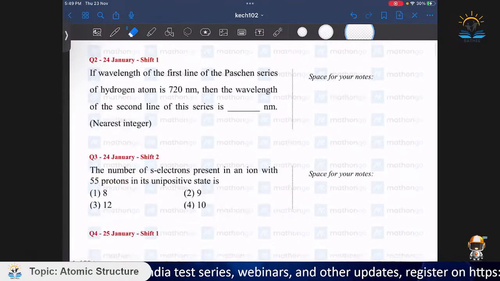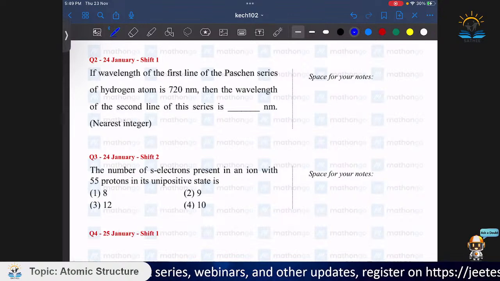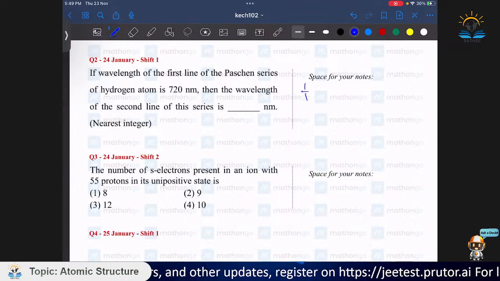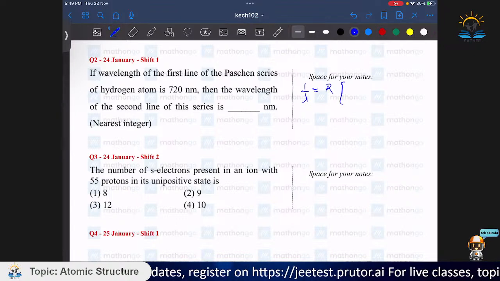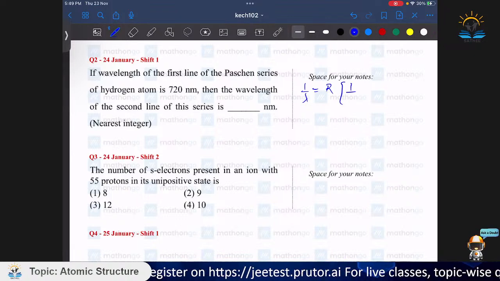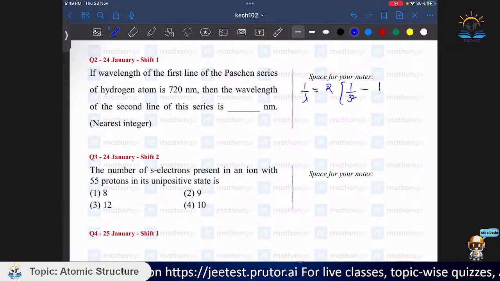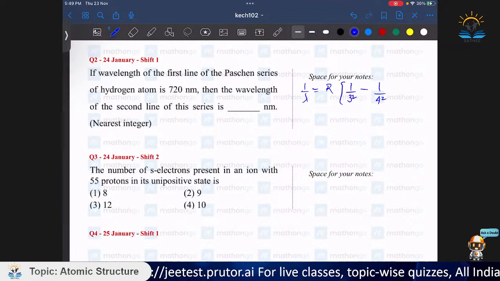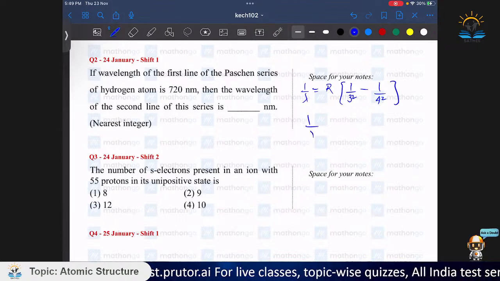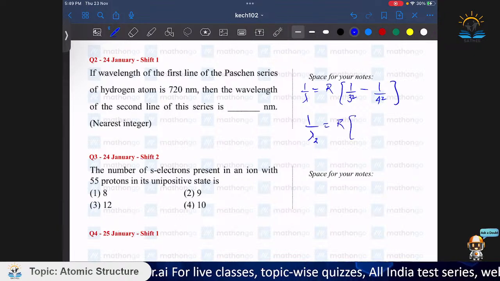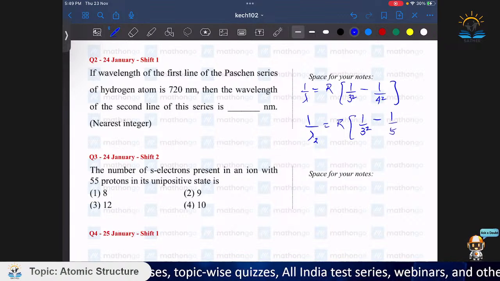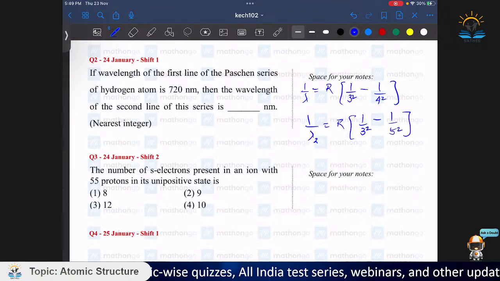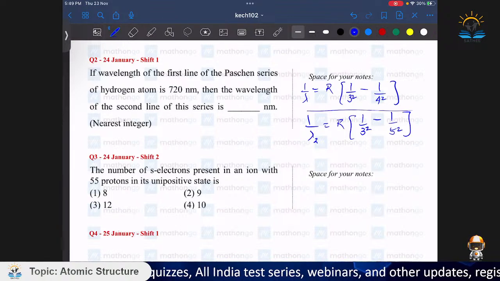Next, we'll move on. If the wavelength of the first line of the Paschen series is 720, the wavelength of the second line of this series will be? So for the first line, we write the wavelength formula. R, first line for Paschen. So Lyman, Balmer, Paschen, so n1 is 3 square. The first line means it is coming from 4. The second line is R Z, first line, this will be the same because it is the Paschen series only, and the second line means it is coming from 5 square. So we will divide both of them.